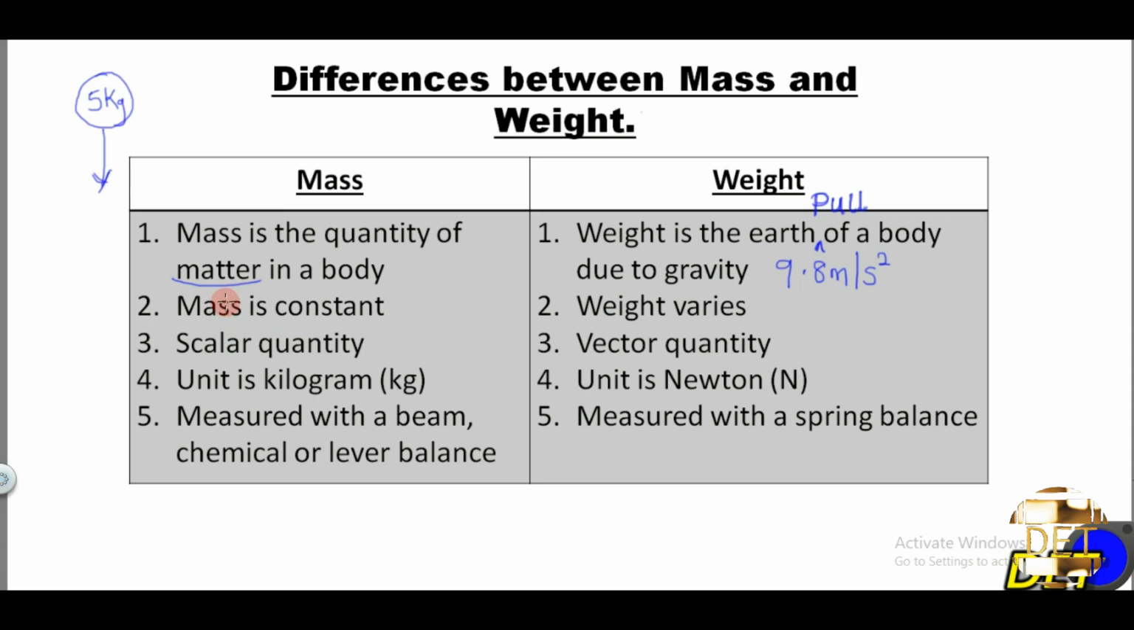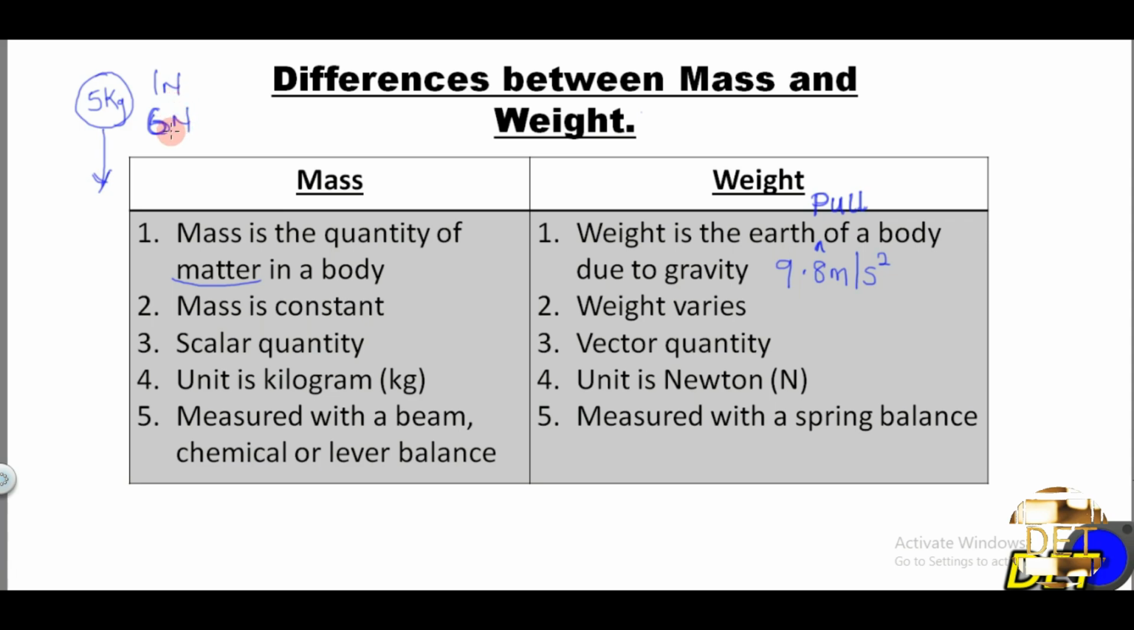So another difference between mass and weight is that mass is constant. So if this body, like this circle, is 5 kg on the earth's surface, when you take it to the moon, it will still be 5 kg. Weight varies. What does that tell you? That weight differs. So a body that weighs, let's say, 6 Newton on the earth's surface may weigh 1 Newton on the moon.